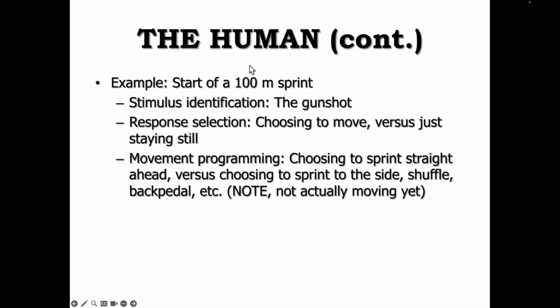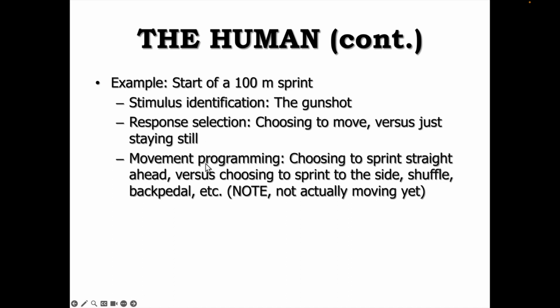So here's an example of this, the human portion there. Let's say we're starting a 100-meter sprint. The stimulus identification is the gunshot. So we hear the gunshot, that's identifying the stimulus. Then we need to choose a response there. Our response will be choosing to move, versus just staying still. So our response could be moving or just staying still.